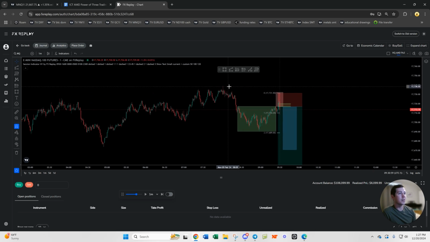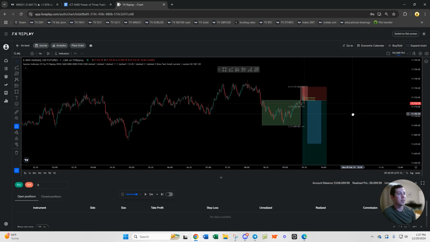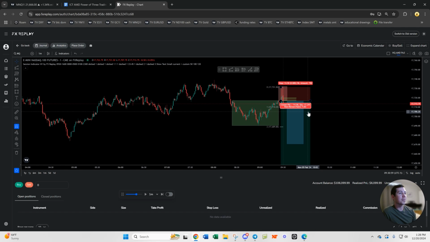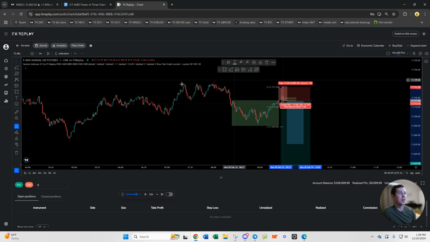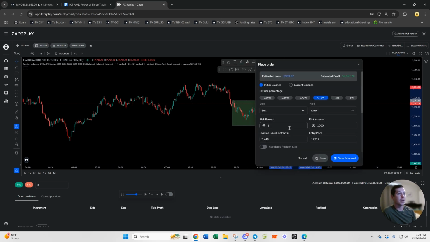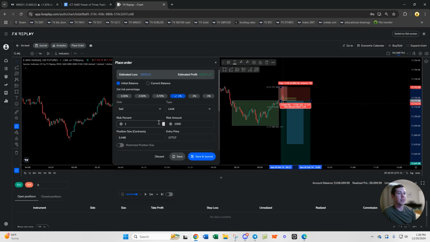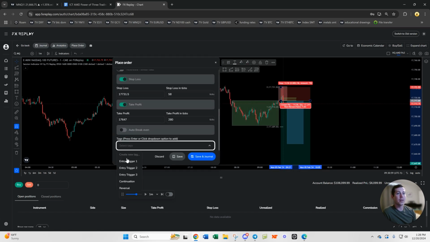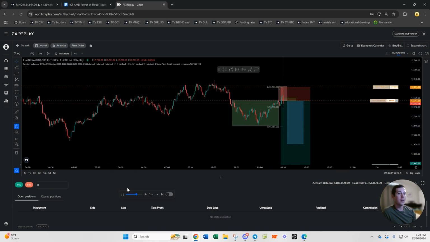If instead we had just swept this high, then I would classify this as a reversal, and we may end up doing that before we see the price reverse, but let's go ahead and give this one a shot. So again, it's going to be a sell limit on the retest of the fair value gap. This is going to be entry trigger number 1, the fair value gap retrace, and I'm going to say it's continuation. And let's see how this one plays out.